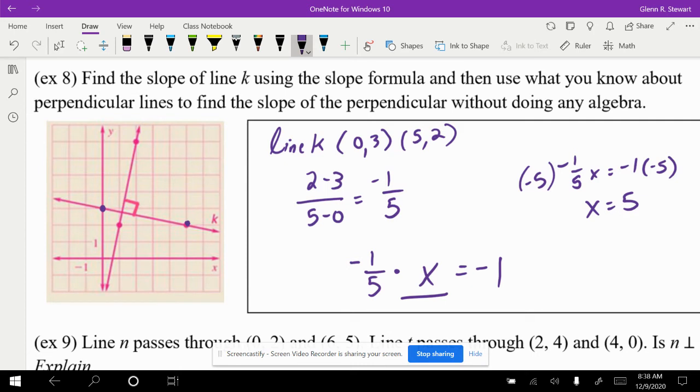So the next line, we'll call this line N. Line N's slope is 5, based on that slopes of perpendicular lines postulate.